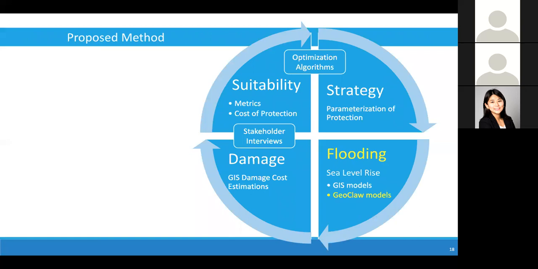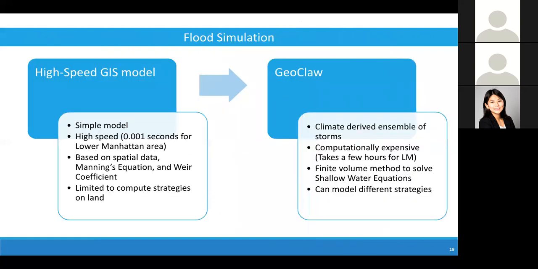Chanyang and I will talk a little bit about the GeoClaw models. GeoClaw is a solver for shallow water equations, and we're using this to complement the GIS model. The storms are derived from climate conditions, so we perturb the sea surface temperatures. This differs from GIS, where the storms or the surge heights are statistically drawn from a probability distribution.